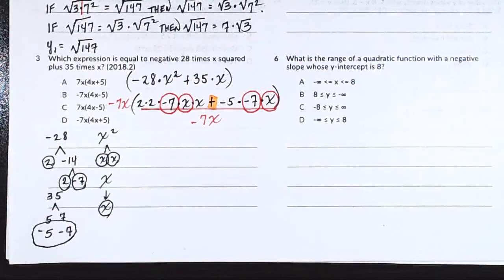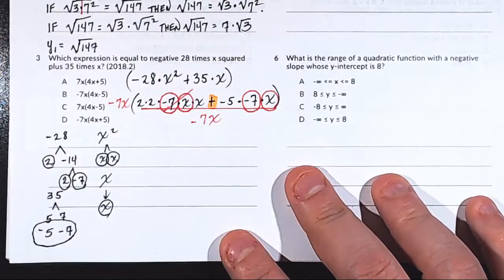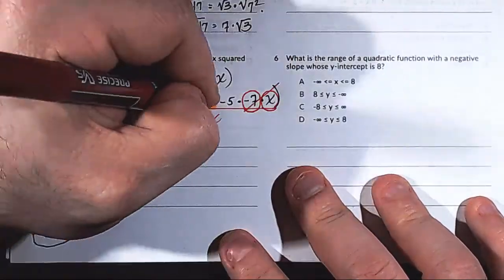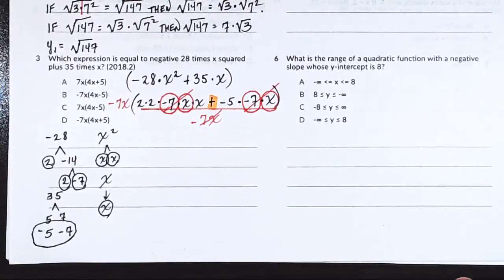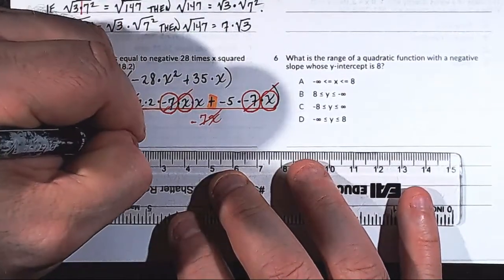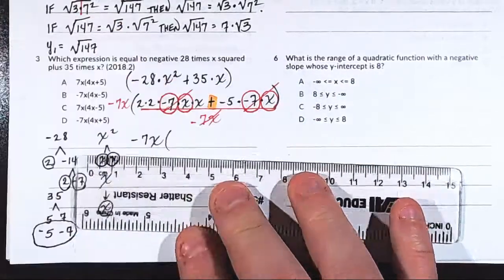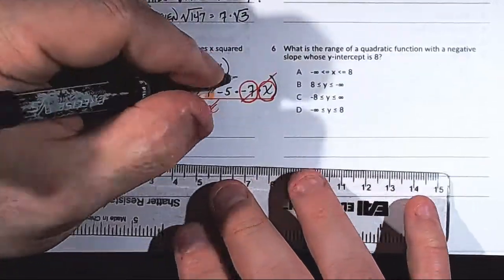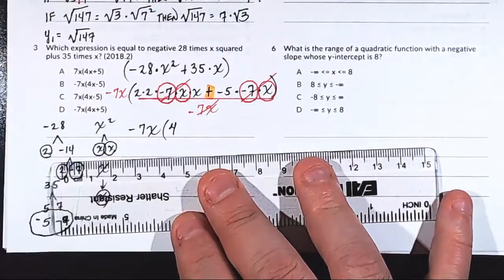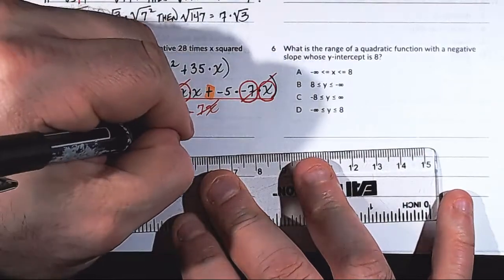But if I leave it just like this, I can do something cool, which is like reverse distribution. Here, these pairs cancel with the bottom. And now I've got this factored expression. I now have here negative 7x, open parentheses, and we have 2 times 2, which is 4, times whatever is left to the left of that plus sign, which is x.